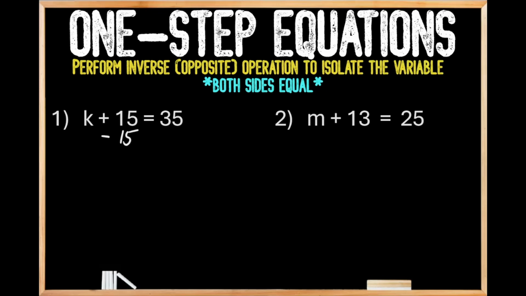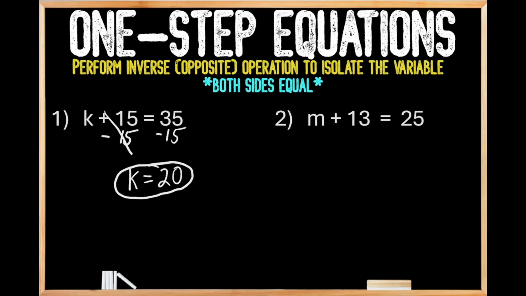So since we're subtracting 15 from the left-hand side, that means that we also have to subtract 15 from the right-hand side as well. Well, for the left-hand side, plus 15 and subtract 15 cancel each other out, so that means that k is now isolated. And then for the right-hand side, when we take away 15 from 35, we get 20, so k is equal to 20.